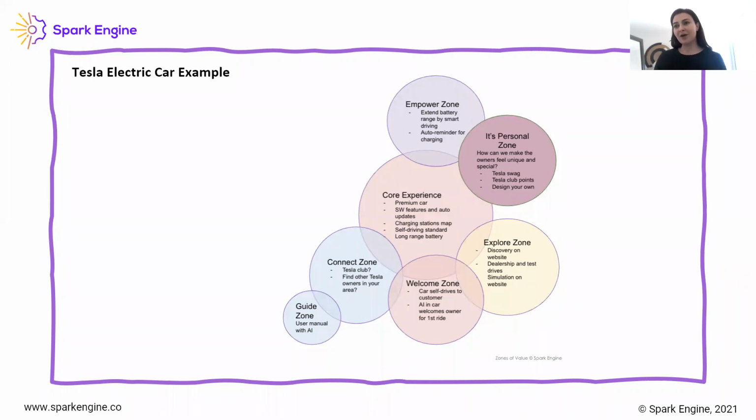Their personal zone may be, how can we make our drivers feel unique and special? It could just be a question. It could be as much as, Tesla swag actually fits into this zone, because they can personalize it, they can design their own product, or they can design certain things within their car that make them feel like it's theirs and that they're special in some way.